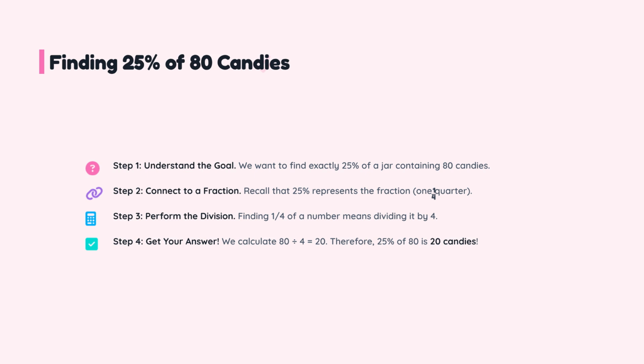Let's find 25% of 80 candies. Since 25% is 1/4, just divide 80 by 4. The result is 20 candies.